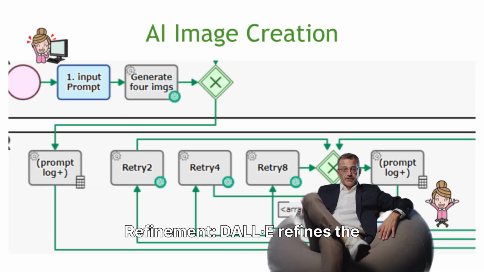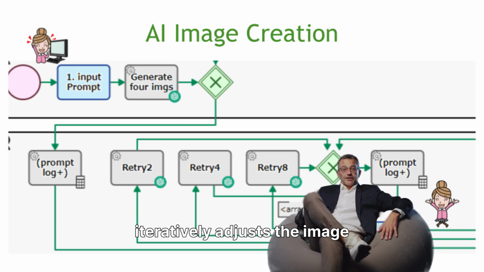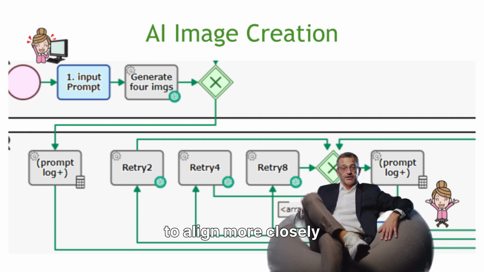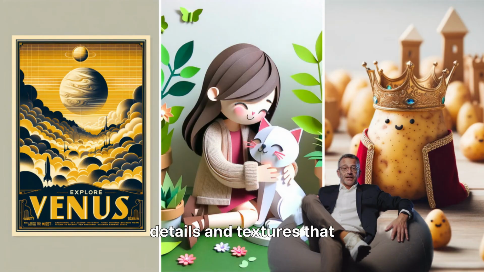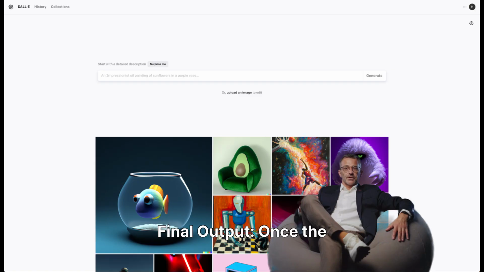3. Refinement. DALL-E refines the image through a process called sampling, where it iteratively adjusts the image to align more closely with the intended description. This helps it create details and textures that enhance the overall quality. For a final output, once the image meets the criteria, DALL-E presents the final artwork for you to see.